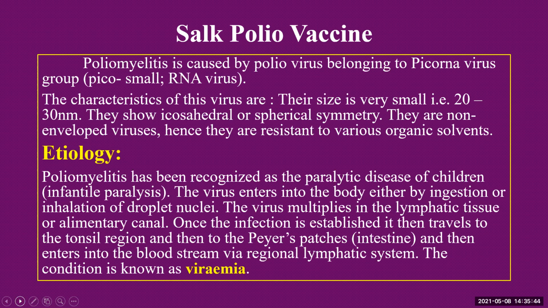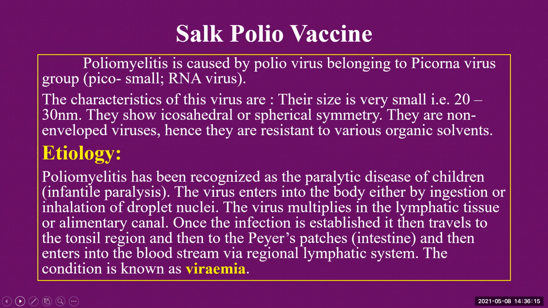Now, the characteristics of the virus: it has a very small size, so the name pico, and because it's an RNA virus, we call it picornavirus. The size is very small, 20 to 30 nanometers, having icosahedral or spherical symmetry. They are non-enveloped viruses, and hence they are resistant to various organic solvents. If you look at the etiology of the disease, poliomyelitis has been recognized as a paralytic disease of children. It is also called infantile paralysis.